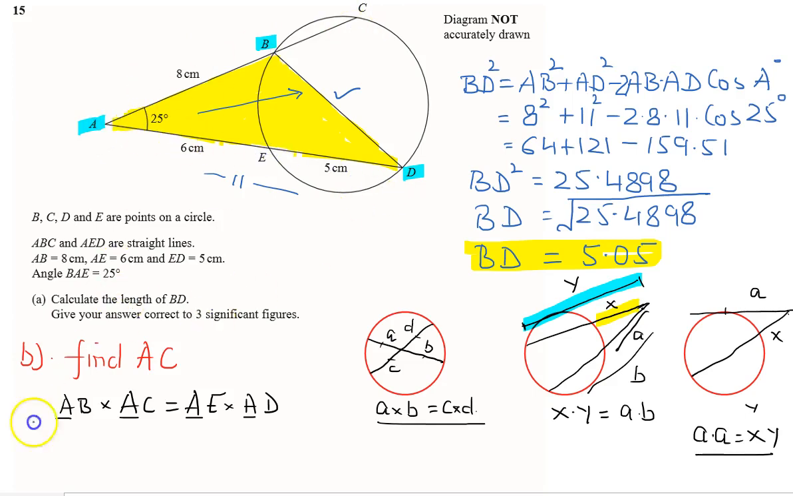Now AB is 8 and AC, we don't know. Let's say this BC is X. So AC will be 8 plus X.